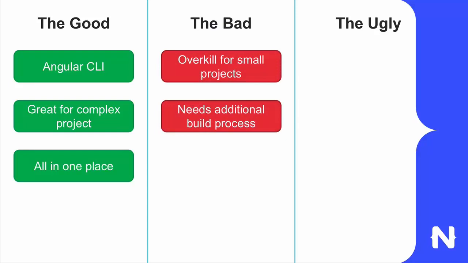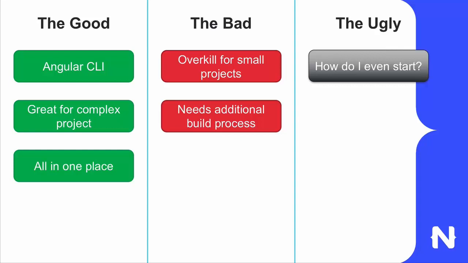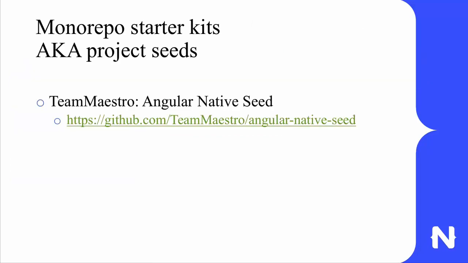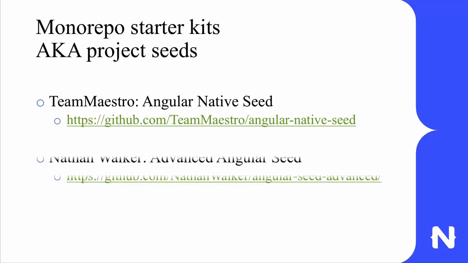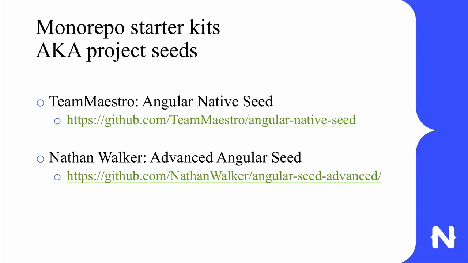The bad thing about this approach is that it's a bit of an overkill for small projects, and the fact that you need an additional build process can be a little bit daunting at first, which is basically the ugly part: how do I even begin, and where do I get a project that would have the build process out of the box? So the answer for that is there's a bunch of monorepo starter kits, or we call them project seeds. One from Team Maestro called Angular Native Seed, or the other one from Nathan Walker, which is called Advanced Angular Seed. So if you clone any of those, it will automatically come with the whole build process out of the box, and you could use that to build your own projects.